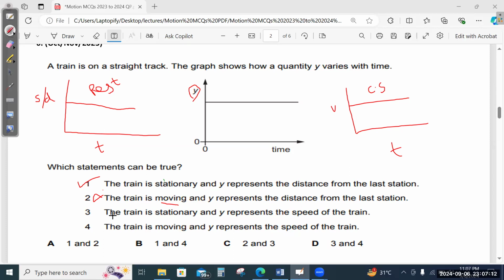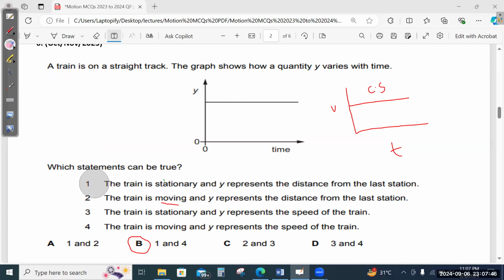Option number 3, the train is stationary and y represents the speed. No, if you place the speed here and the graph is horizontal, it does not mean the body is stationary. It means the body will be at constant speed. So this is also an incorrect option. The train is moving and y represents speed, yes, this is correct. So options 1 and 4 are correct. So your answer will be B. Okay.